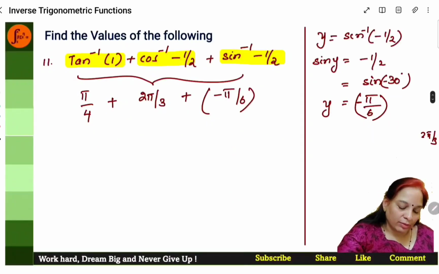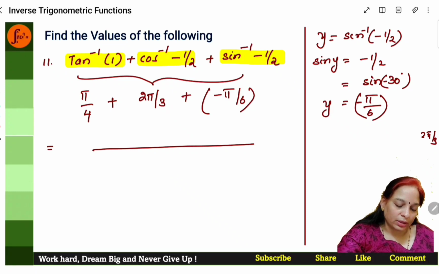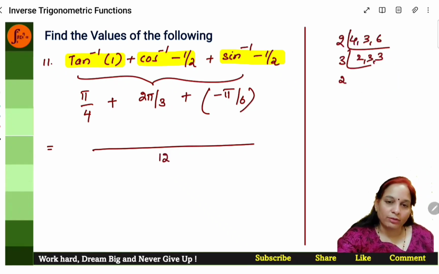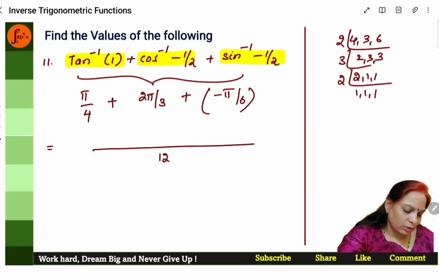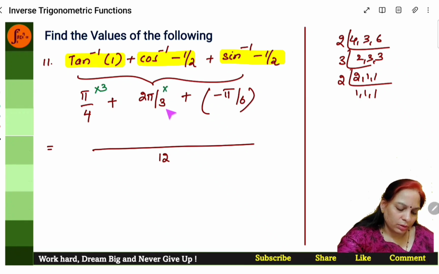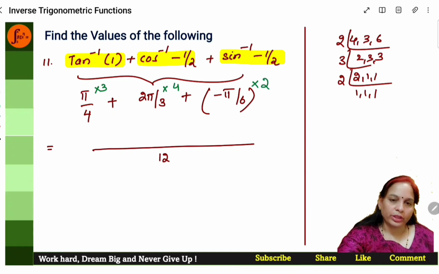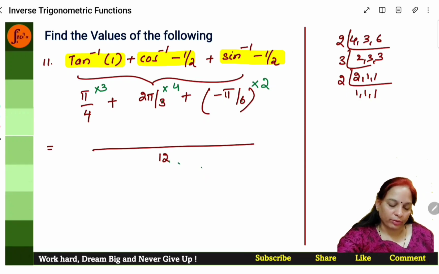Now we'll find the LCM of all these numbers, 4, 3 and 6. LCM of 4, 3 and 6 is 12, right? 12. This will go 3 times. This will go 4 times. And this will go 2 times, right? So 4 3s is 12. 3 4s is 12. 6 2s is 12, right?